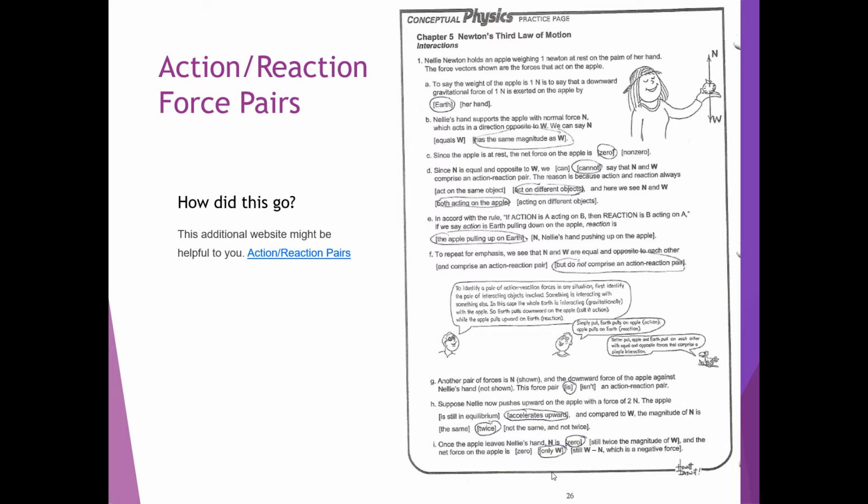E, in accord with the rule, if action is A acting on B, then reaction is B acting on A. So if we say action is Earth pulling down on the apple, the reaction is the apple pulling up on Earth. So to repeat for emphasis, we see that N and W are equal and opposite to each other, but they do not comprise an action-reaction pair. If you read the little blurb in there, that tries to reiterate this point.